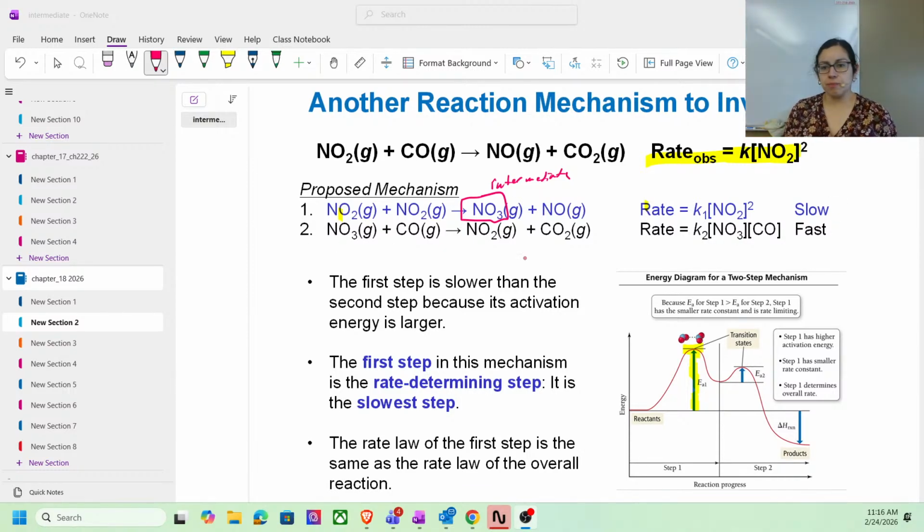And then this doesn't necessarily matter as much, because it's not the rate determining step. Even though we can write it mathematically, we can say the second step is dependent upon my NO3 reacting with my CO to give us NO2 and CO2. This is fast, so it is negligible.